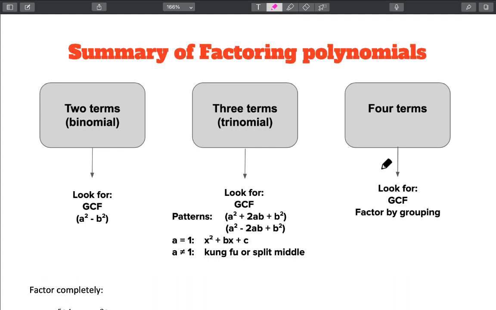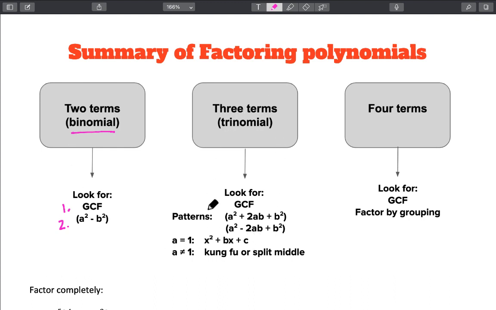Hey guys, today we're going to take a look at summarizing all of the factoring techniques we've learned so far in this chapter. So when it comes to factoring polynomials, we want to first of all take a look at the number of terms in the polynomial. If there are two terms, in other words a binomial, then we want to look to see if we can factor out a greatest common factor. And if not, then we want to look to see if it fits into our pattern of the difference of two perfect squares. All right, so that's when we're looking at factoring a binomial.